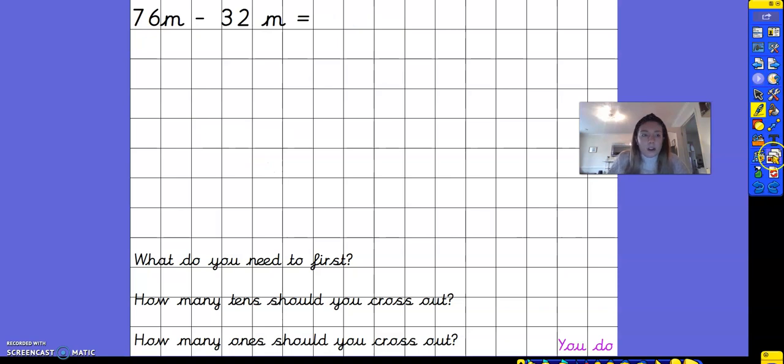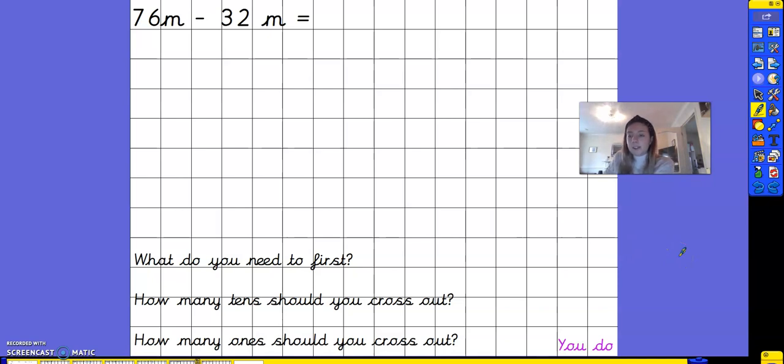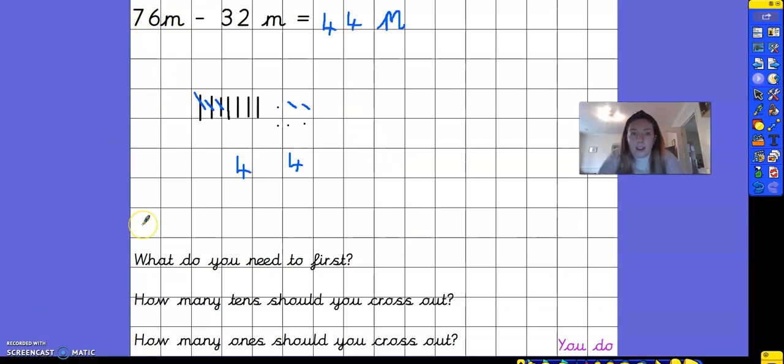Okay, just like the last question then, I'd like you to have a go at this one again on a piece of paper. So we've got 76 metres, take away 32 metres. So again, we're measuring the length of something. Off you go and have a go. Okay, hopefully you've got the answer, 44 metres. So you needed to draw 76 metres, take away 2 1s, take away 3 10s to get 44 metres.